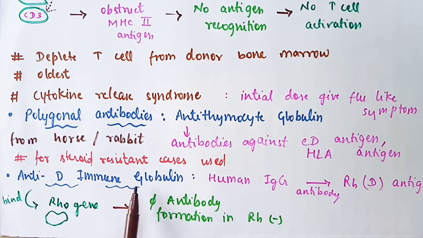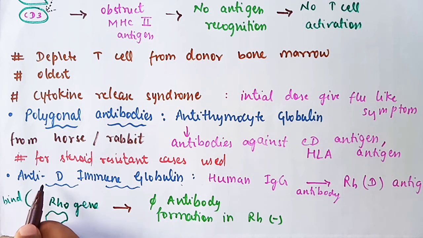Next is anti-D immune globulin, the last category. That is, these both belong to the polyclonal antibodies. This anti-D immune globulin is obtained from human immunoglobulin, that is IgG. This antibody directly acts on the rhesus D antigen. Now basically there are two types, rhesus positive and rhesus negative. When this anti-D immunoglobulin binds to this Rho gene, it inhibits the antibody formation in Rh negative individuals.